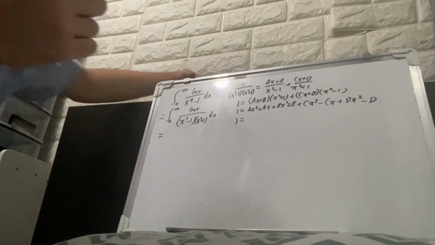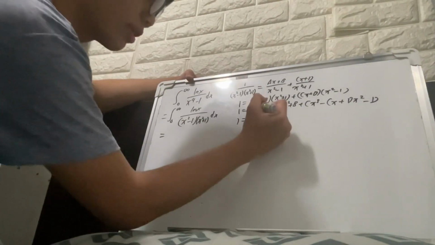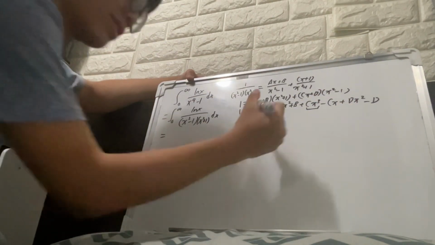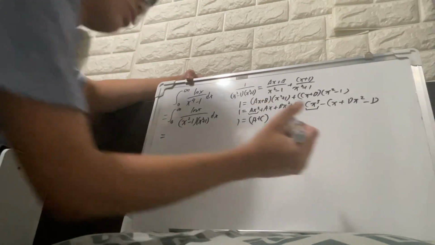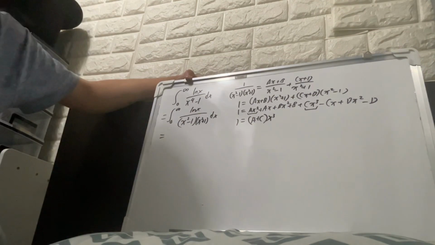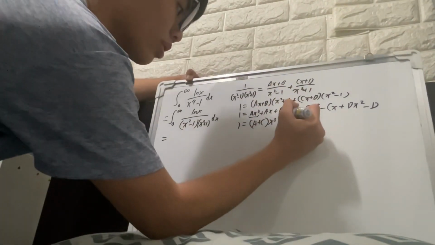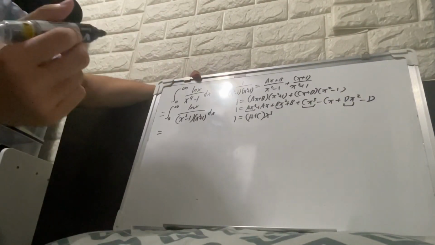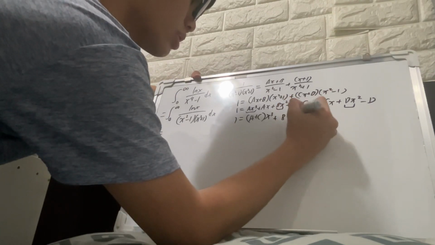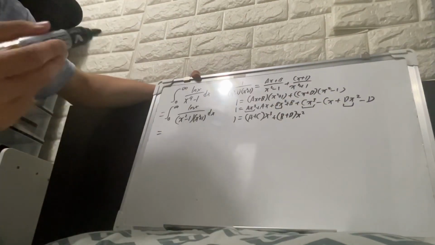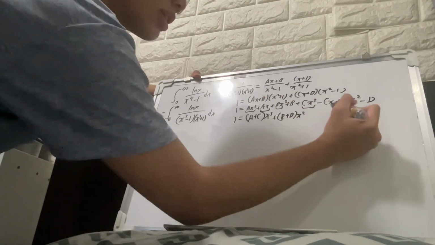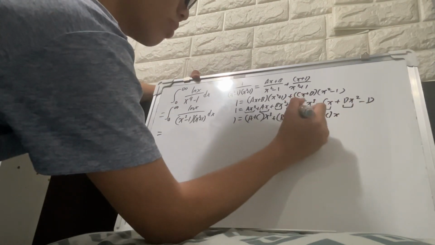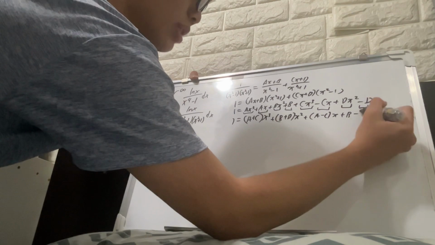Here I would like to combine the terms like x cubed, x squared, x, and the constant. Let me combine the x cubed terms: ax cubed and cx cubed combine to (a plus c) times x cubed. For x squared, we have bx squared and positive dx squared, so we combine to (b plus d) times x squared. Positive ax and negative cx becomes (a minus c) times x, and the constant part is just b minus d.